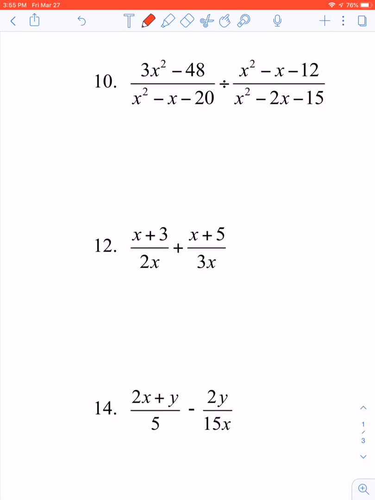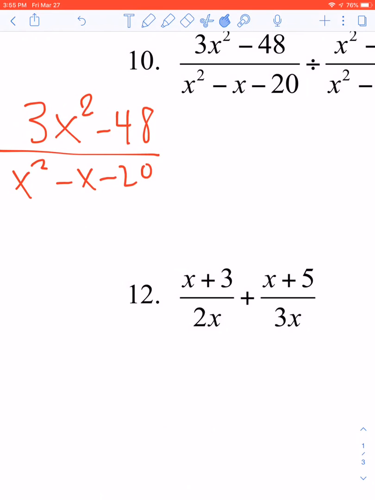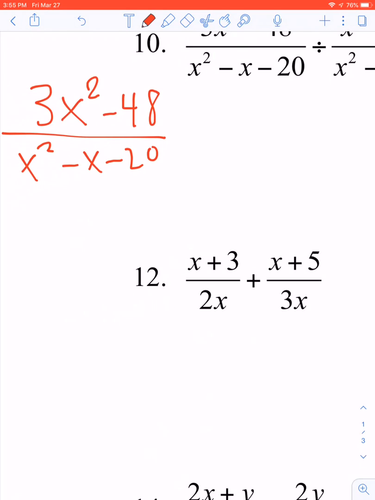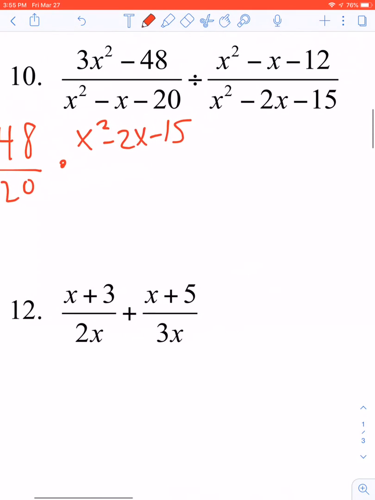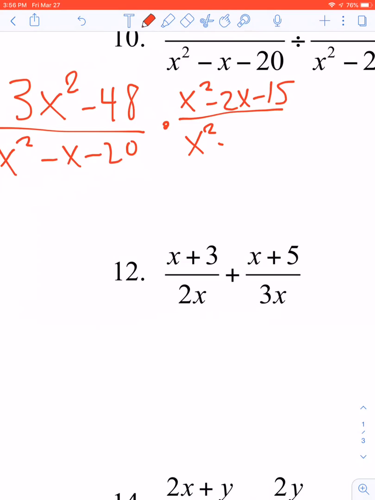So we are going to write 3x squared minus 48 over x squared minus x minus 20. And then the second, x squared minus 2x minus 15. So we are going to change this to a multiplication sign and get x squared minus 2x minus 15, and put that on the top. And then on the bottom is x squared minus x minus 12. So we switched the second one.